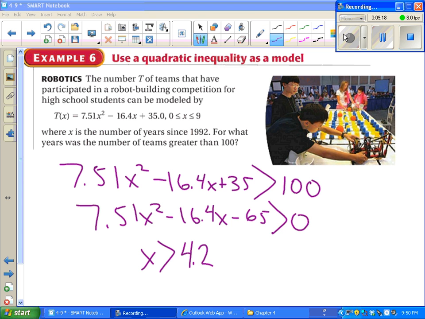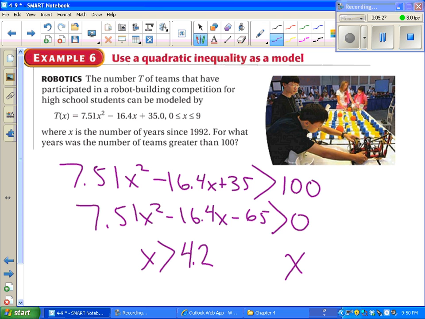The only answer that seemed reasonable is x is greater than 4.2. However, if you stop there, you actually missed the problem. The answer should be 4.2 is the smallest. And go ahead and pause and think about what the biggest value of x that we're allowed to have is. If you thought 9, you're right. Because we're told that x can only be between 0 and 9 to begin with.